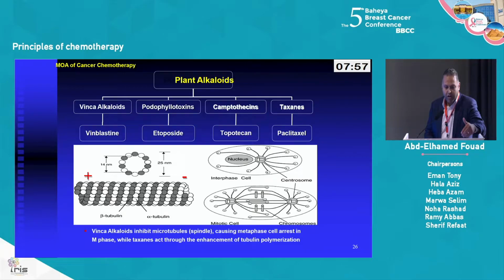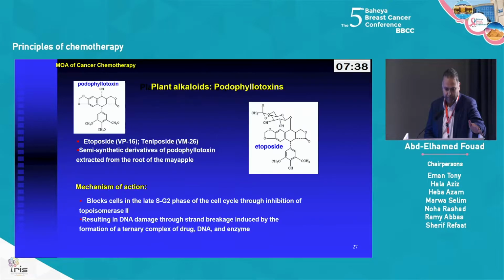The plant alkaloids include different subtypes like vinca alkaloids, podophyllotoxins, camptothecins, and taxanes. We will take some examples. Vinca alkaloids inhibit the microtubule spindle, leading to arrest in the mitosis phase, and taxanes act through enhancement of tubulin polymerization.